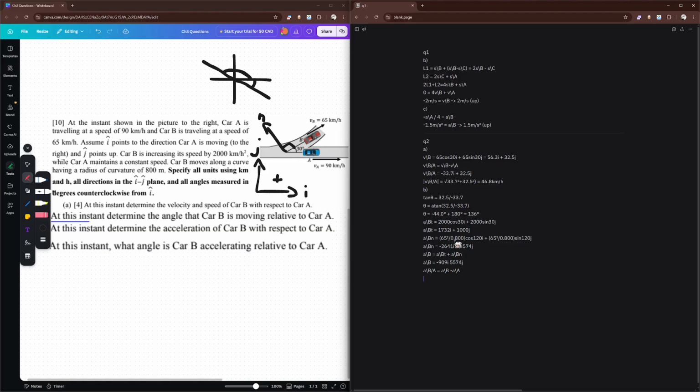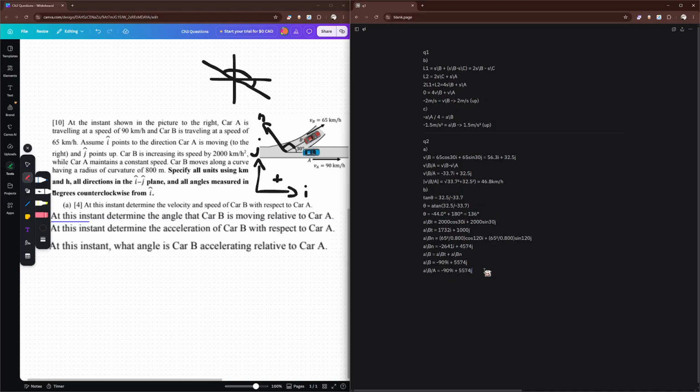We have AA. Oh yeah, AA is straight this way. Constant speed. AA is not actually anything. There is no AA because constant speed means there's no acceleration. So AA is 0. So we can remove this term and say that ABA is equal to AB. So ABA is equal to this. There's supposed to be a plus here. ABA is equal to this. So I'm just going to put this down here. And that's it. At this instant, determine the acceleration of car B with respect to car A.